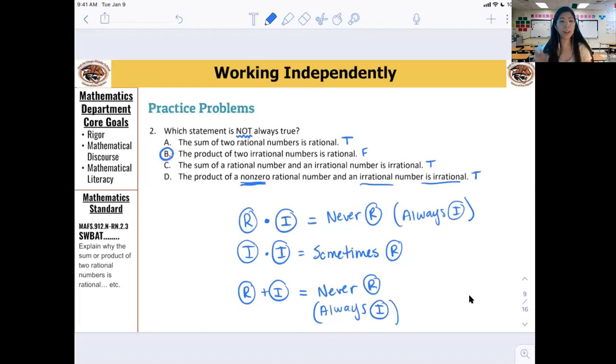A couple people probably chose the wrong answer because they didn't read it carefully. Just make sure you're reading it carefully because you were looking for the one that is not always true. Okay, so any questions on this one? Okay.